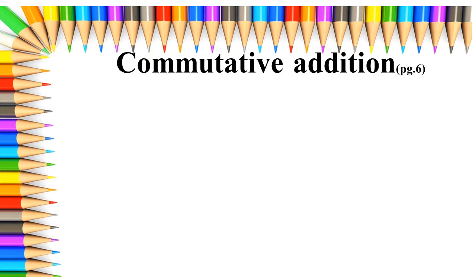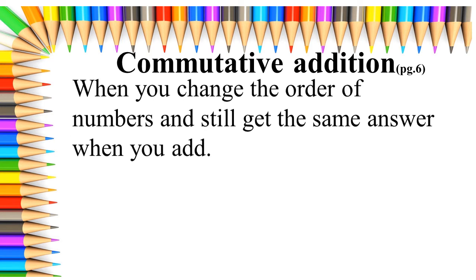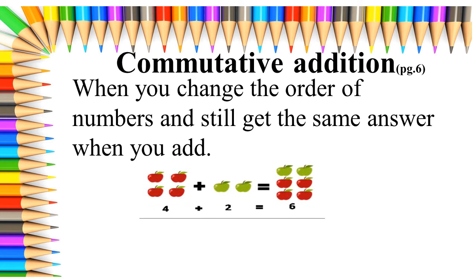Commutative addition. Repeat with me. Commutative addition. When you change the order of numbers and still get the same answer when you add is known as commutative addition. For example, we have 4 red apples and 2 green apples. So 4 plus 2 is equal to 6.